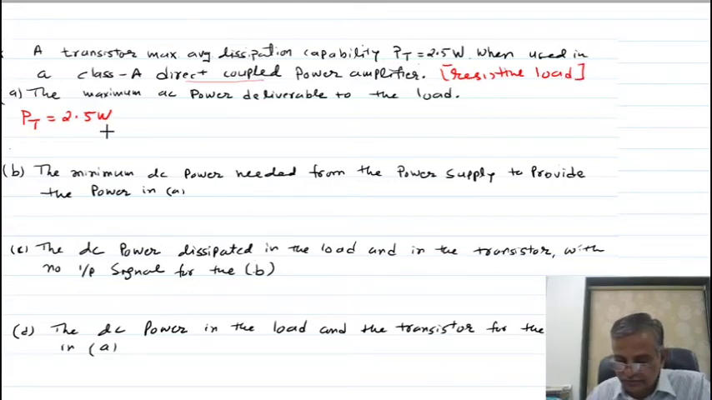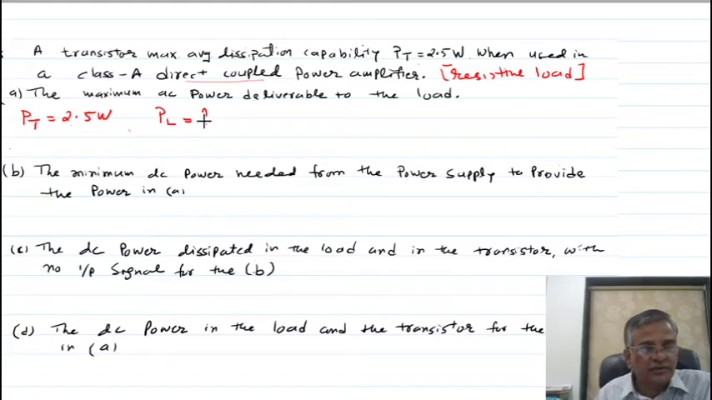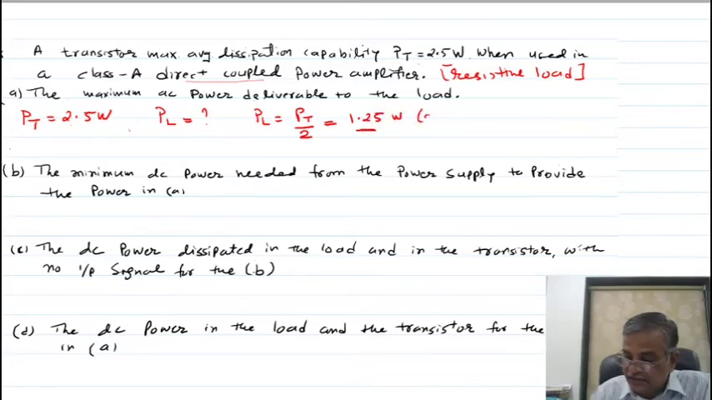Now the question: the maximum AC power delivered to the load. The question is that if PT is 2.5 watt, then what should be your PL? You know that PL is nothing but PT by 2. So the maximum I can get is 1.25 watt AC power. This is AC power.